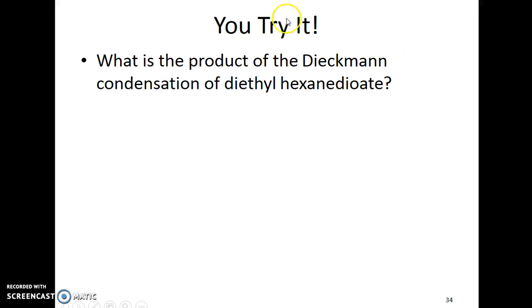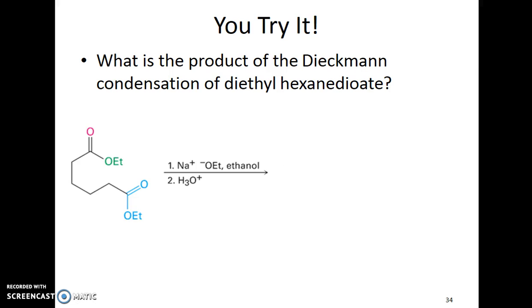So you go ahead and try it. Can you do the product of the Claisen condensation, the Dieckmann cyclization of diethyl hexane dioate? So here is diethyl hexane dioate. What carbon is going to be deprotonated? As long as you pick an alpha carbon, it doesn't matter. This is a symmetrical compound.